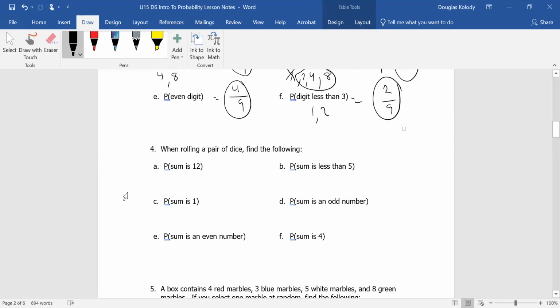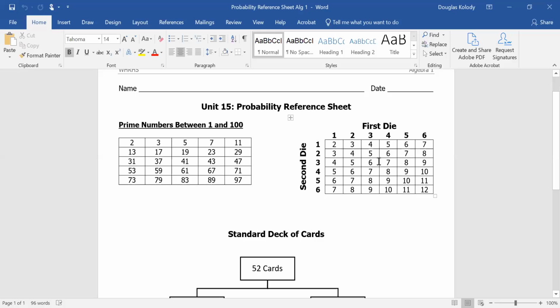When rolling a pair of dice, find the following. Okay, so when you roll a pair of dice, first off, how many outcomes are there? I'm going to go back to that reference sheet. When you roll a pair of dice, you have 36 possible outcomes. So here's the first die, 1, 2, 3, 4, 5, 6. Here's the second die, 1, 2, 3, 4, 5, 6. In here are all of the possible sums.